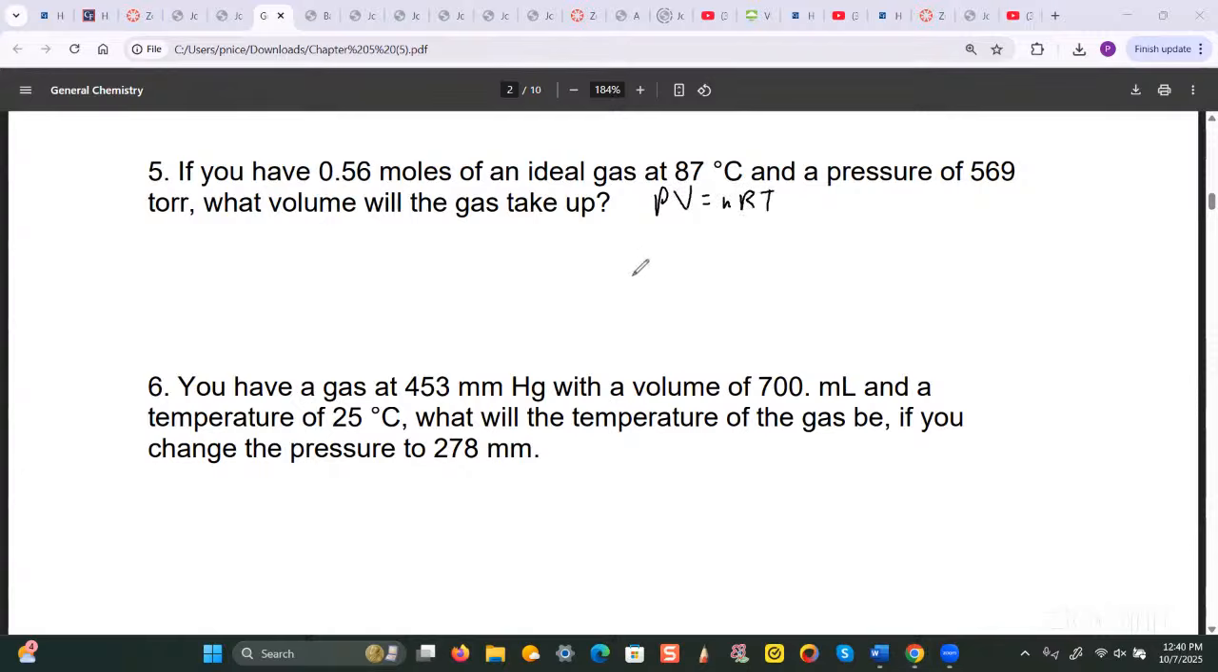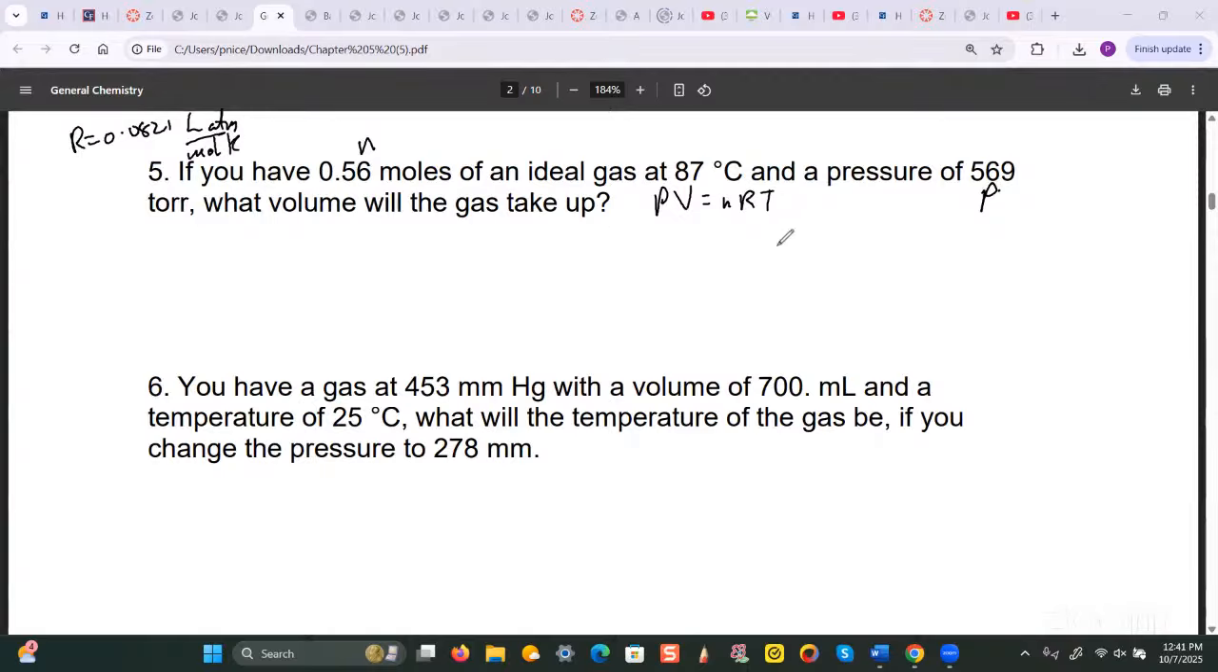Okay, so what's P in this question? So this is the P, all right? What is the V? We don't know, because that's what the question is asking for, right? Okay, so what is the N? Yes, ma'am. Okay, so that's the N. And R, of course, is always a constant, 0.0821 liters atmospheres over mole Kelvin. That does not change, all right?